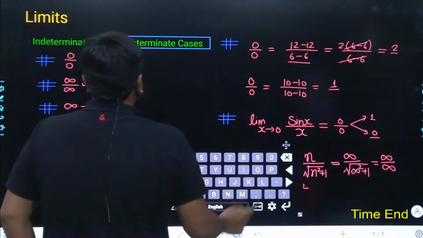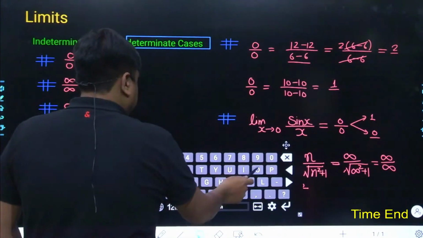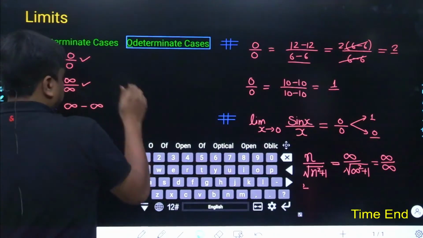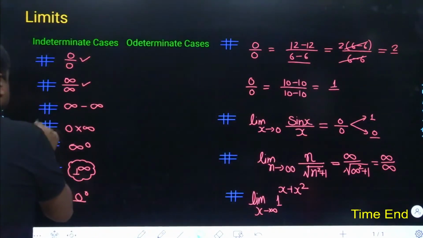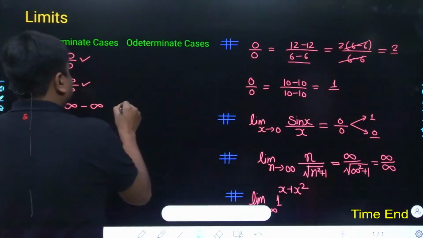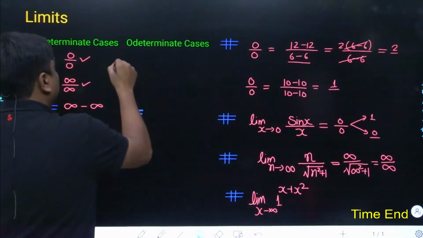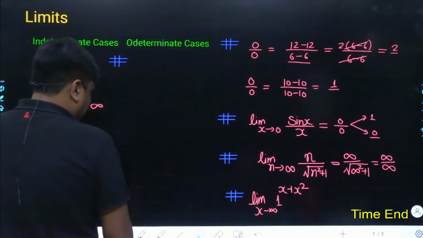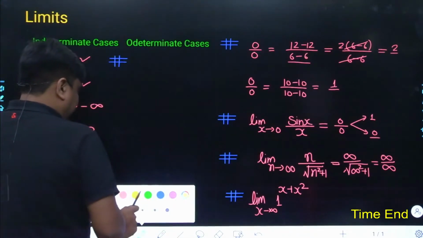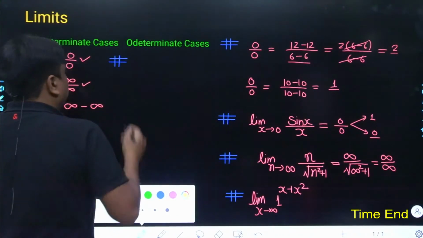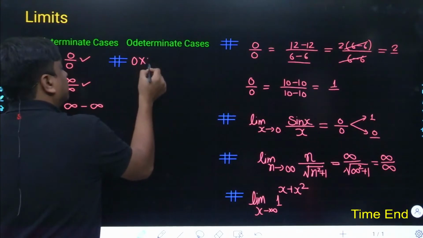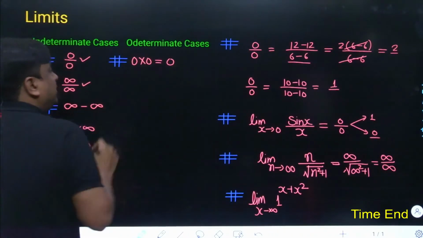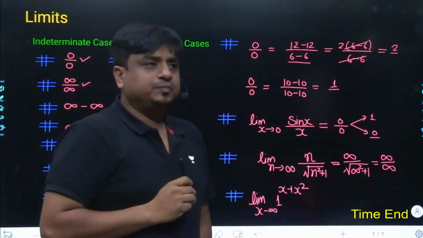Like, if you write 0 into 0, obviously it has been a determinate case. Let me write it down. 0 into 0, it has been an indeterminate case. A very small value multiplied with a very small value will lead to a very small value, and it remains a determinate case, because 0 into 0 always stands for 0.